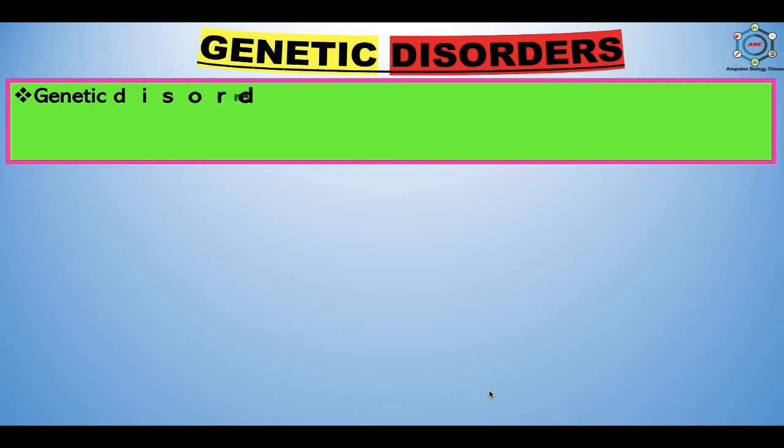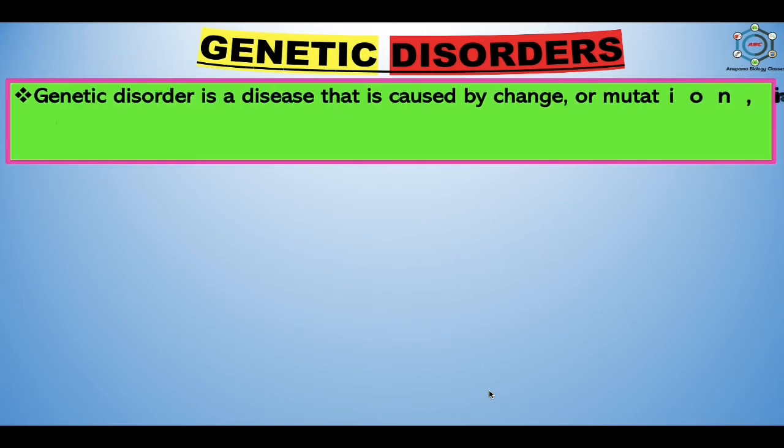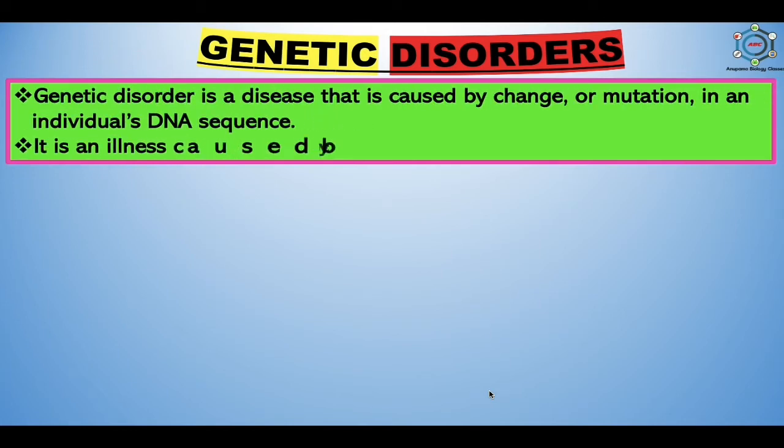So, the question is, what are genetic disorders? A genetic disorder is a disease that is caused by a change or mutation in an individual's DNA sequence. It is an illness caused by changes in a person's DNA. In recent years, a large number of human disorders, deformities, and diseases have been found to be hereditary, in which some are caused by gene mutation and some by gross chromosomal abnormalities or mutations.